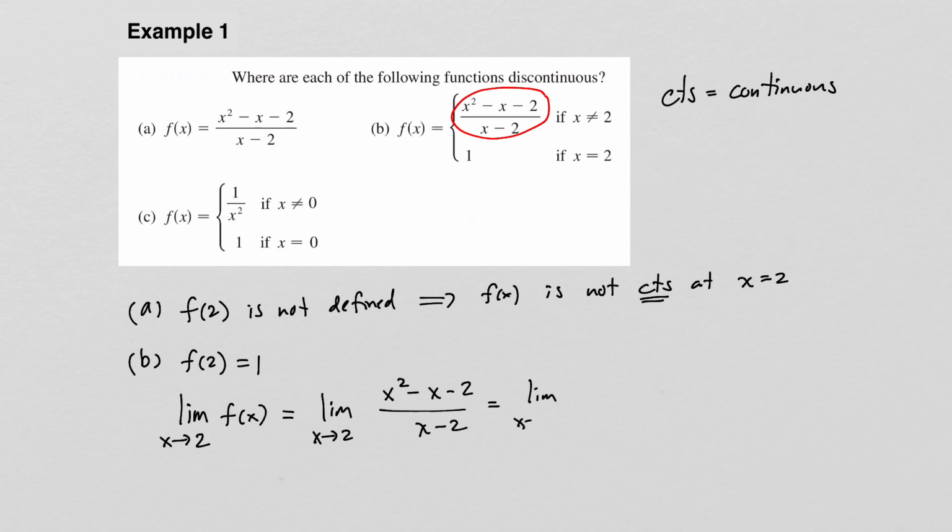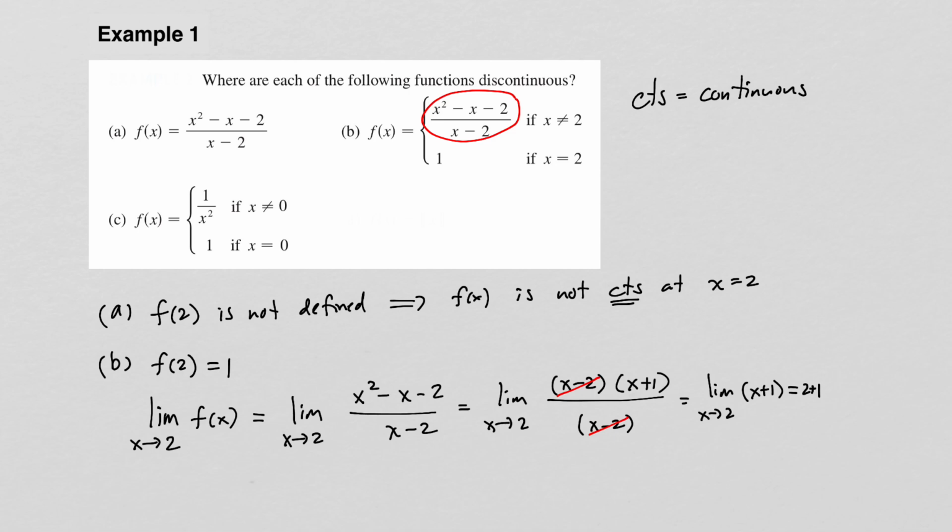So let's go ahead and see if we can algebraically simplify this, and of course we can. The numerator will factor into x minus 2 times x plus 1. And once we do that, you can see that the x minus 2 factor cancels out, and we get the limit as x approaches 2 of x plus 1. And now, because that is basically a polynomial, we can simply plug in 2 and get 2 plus 1, which is equal to 3.